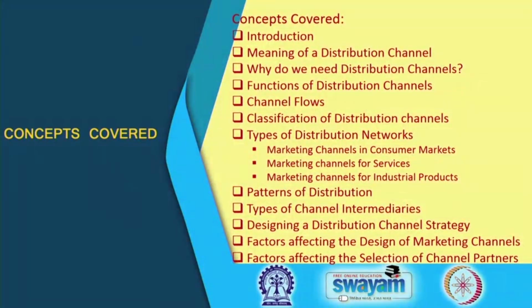In the subsequent lecture, which will be part 2, we shall be talking about the types of distribution networks, where we will speak about marketing channels in consumer markets and for services and for industrial products. We shall also talk about patterns of distribution. We will discuss what are the different types of channel intermediaries, how do you design a distribution channel strategy, and what are the factors which affect the design of marketing channels, and what are the factors which affect the selection of channel partners.